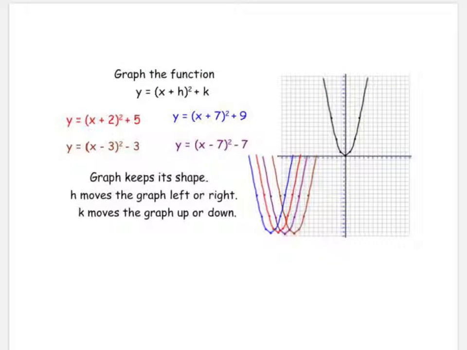If we have both in there, the h and the k, it does the same at both times. So the h moves it left or right based on what we just said, and the k moves it up or down depending on whether it's positive or negative, as we just talked about.